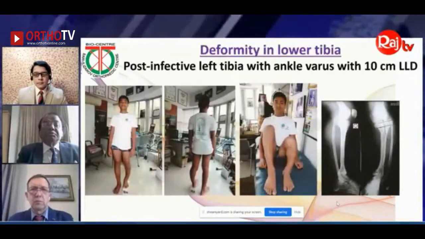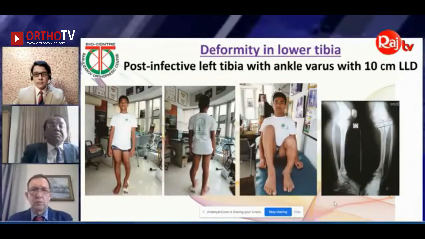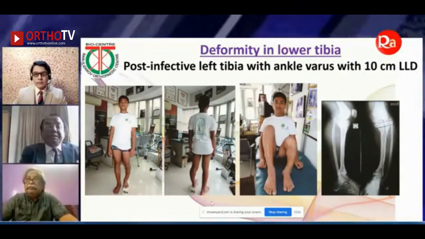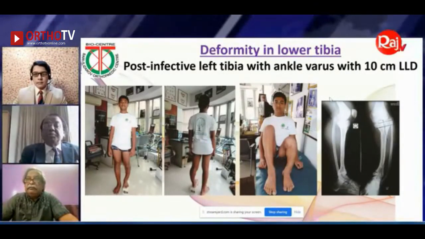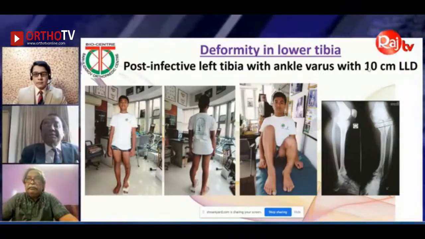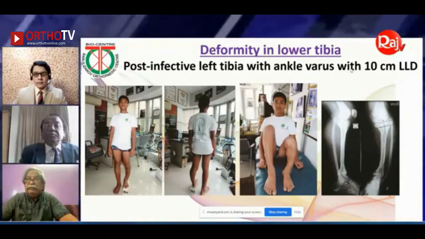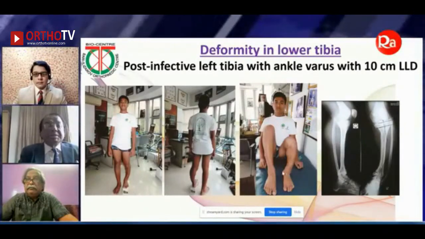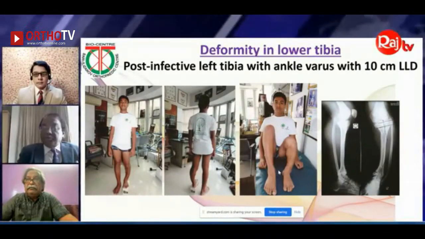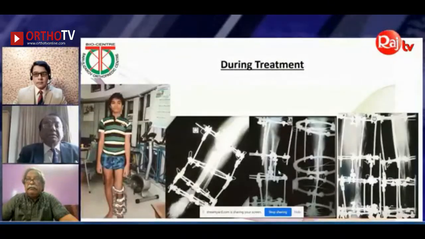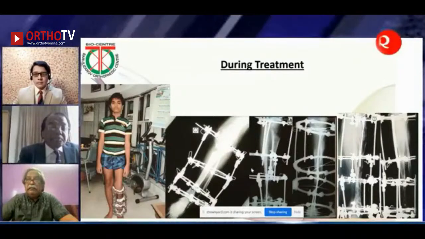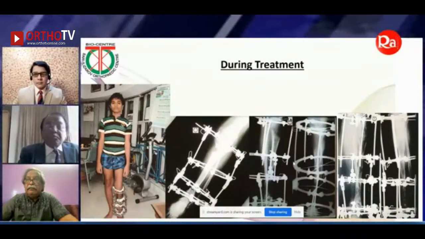And next you can see here, post-infective left tibia with ankle varus with 10 centimeter LLD. The problems, how many problems? Ankle varus, LLD of a boy. You can see here, now he's running, 13 years. And during the treatment, you can see at the age of closing the growth plate.